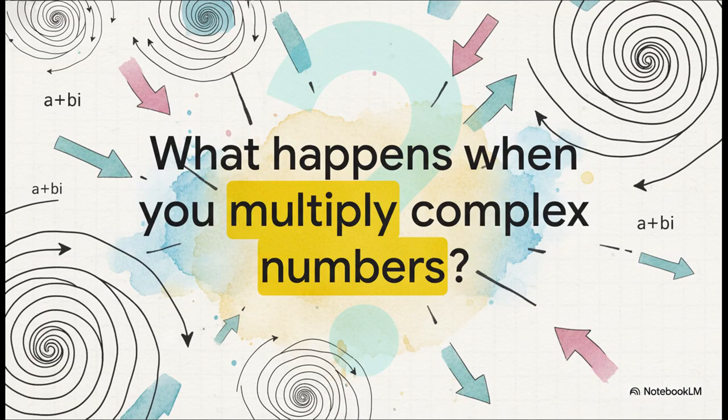So, you've totally got addition and subtraction down now. That's awesome. But it kind of begs the question, right? What happens when you try to multiply them? Well, that's when things get really interesting and you start to see why i is so special. But hey, that's a story for the next explainer.